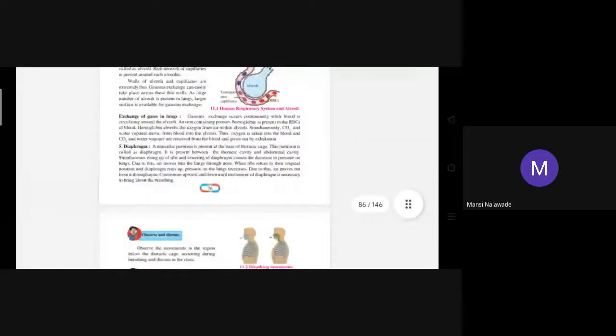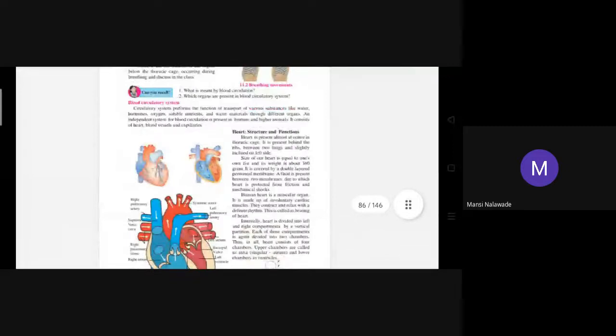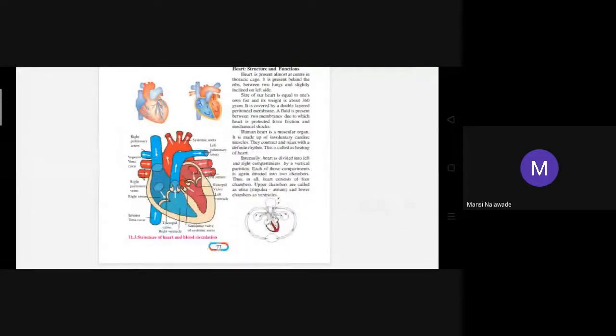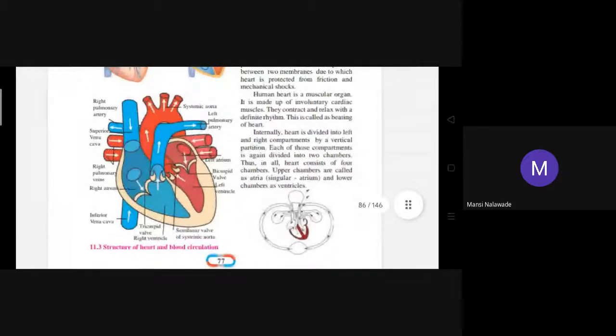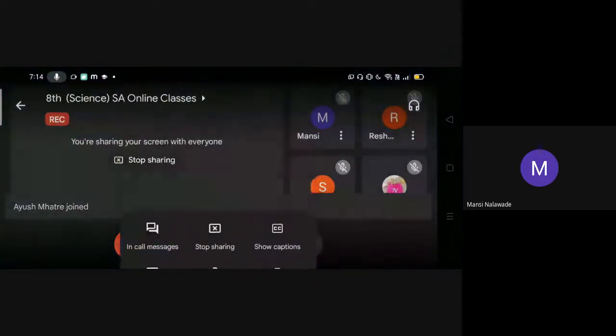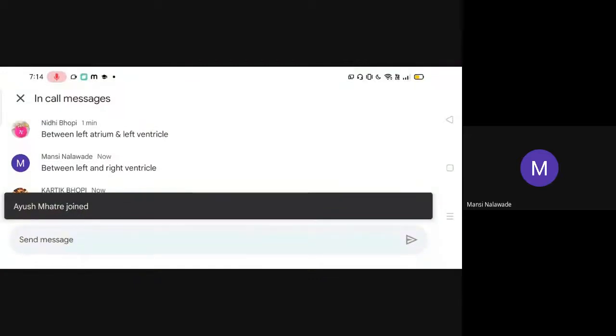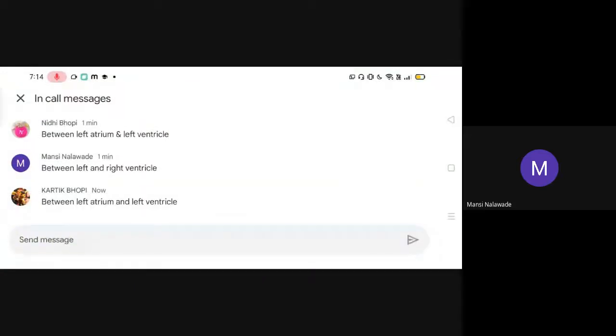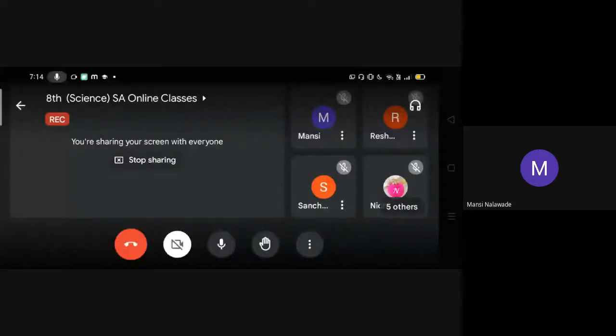I can ask, tell me. What is the location of a bicuspid valve? Bicuspid valve, right? Between left atrium and left ventricle. Between left atrium and left ventricle is the right answer. Yes, Mansi, not the right ventricle, left atrium and left ventricle only. Got it? Yes.